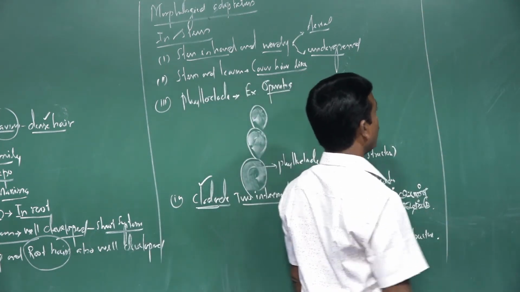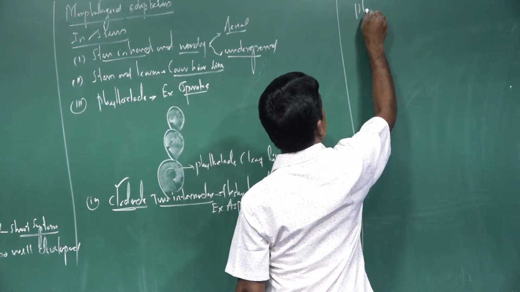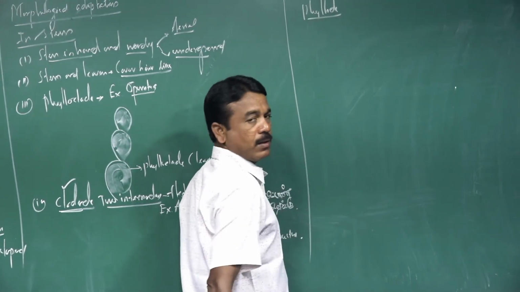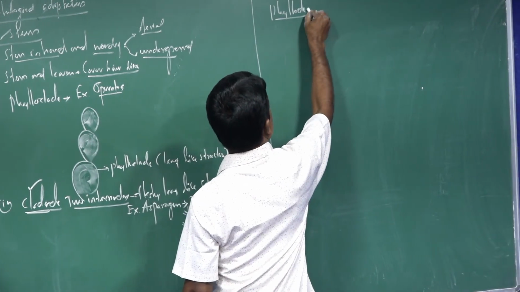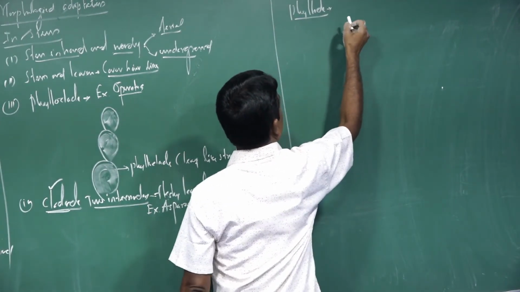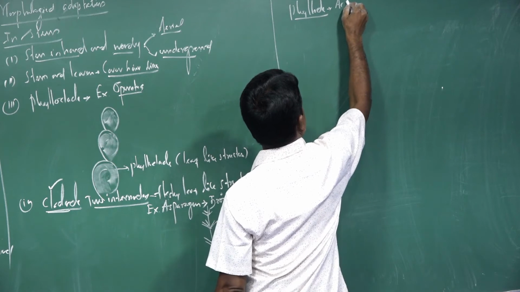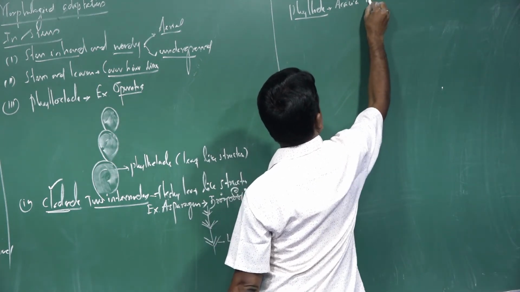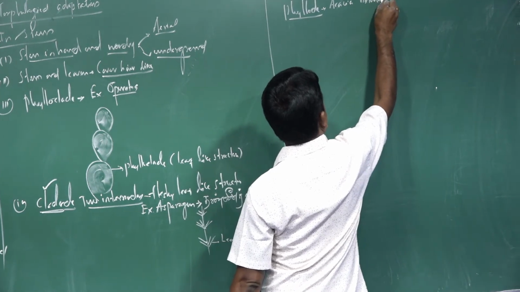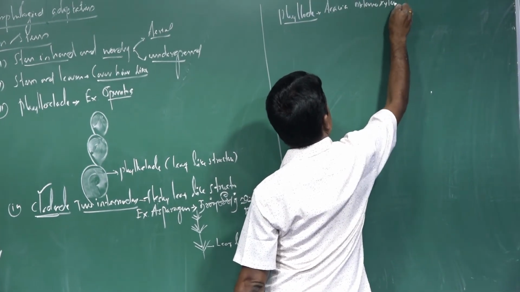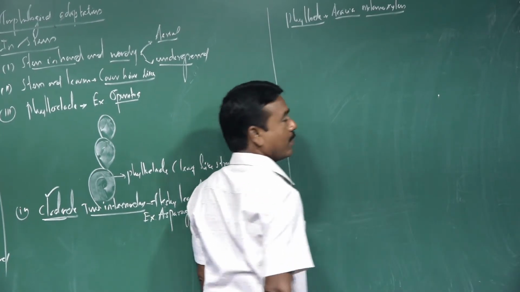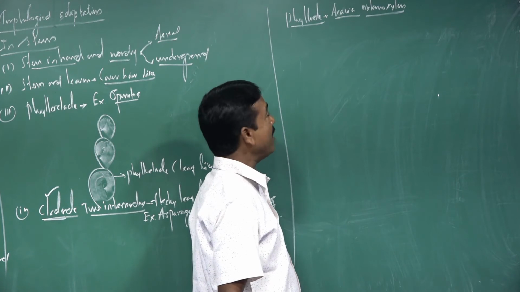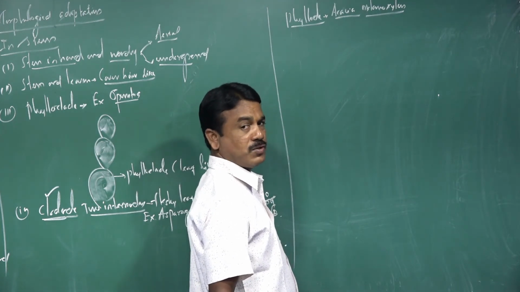Can I go to the last one? What is that called? Phyllode. Phyllodes generally occur in Acacia species, or Acacia melanoxylon. These species are widely available in Australia, also commonly called Australian acacia.